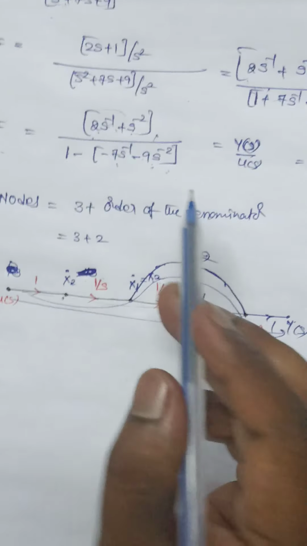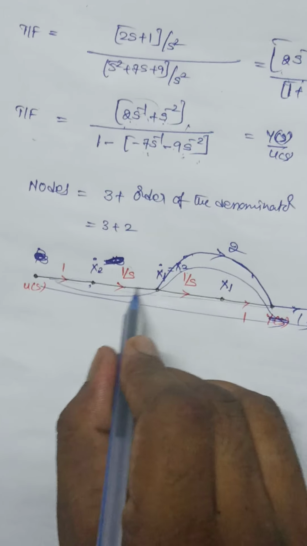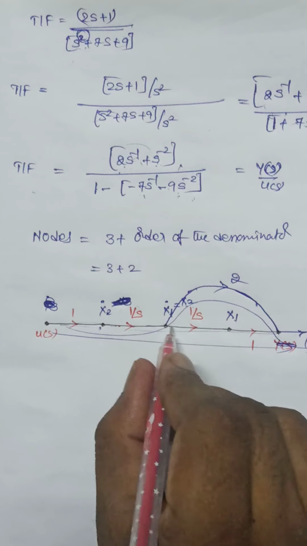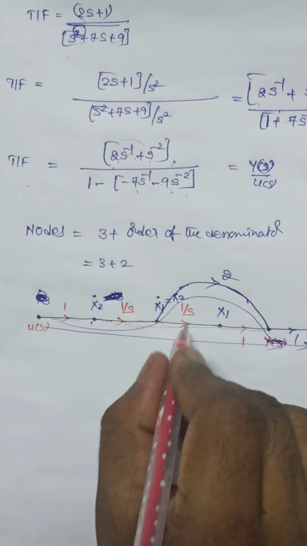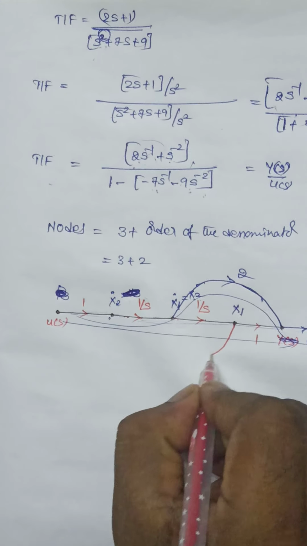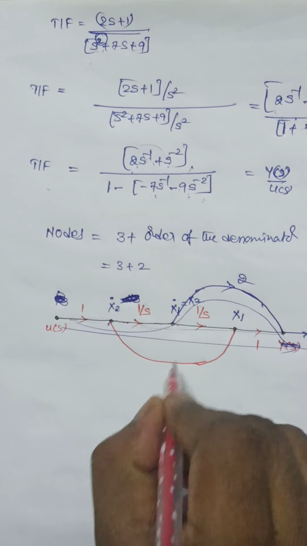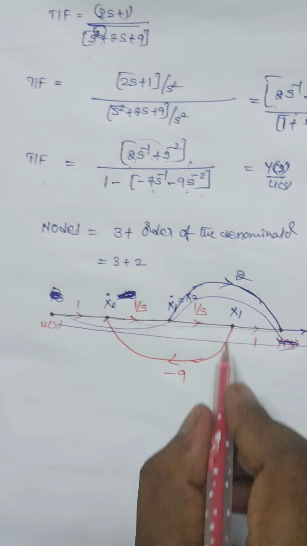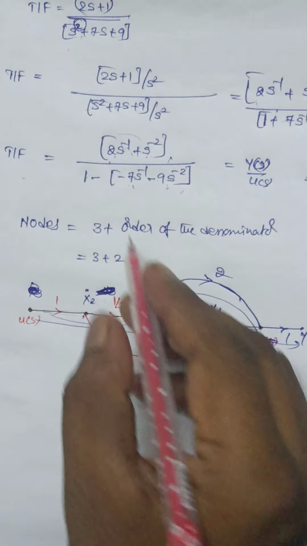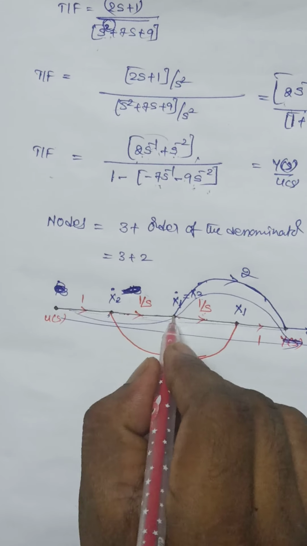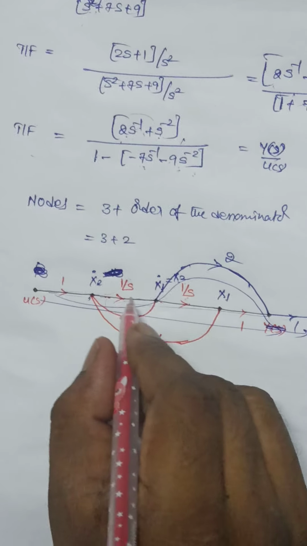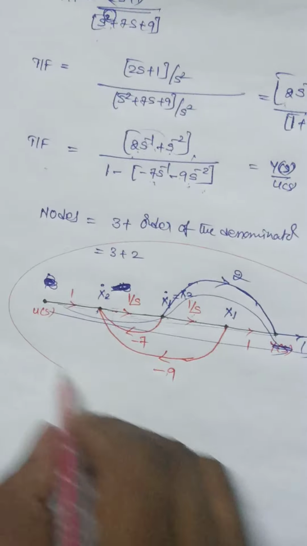Minus 9 into s power minus 2, here it is 1 by s and into 1 by s square, that is s power minus 2. So if I draw like this, this is minus 9, then this loop indicates minus 9 s power minus 2. Next it is minus 7 s power minus 1. You write down like this, minus 7 s power minus 1. This is another loop.